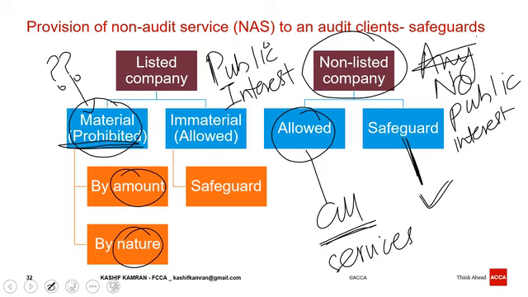But if you think you're offering a service to a listed company which is immaterial, then that is allowed, provided you have safeguards. So you have to be clever. If it is a case of a non-listed company, you should remember a simple rule of thumb: everything is allowed, provided you put safeguards. But if it is a listed company, then you have to make a division between material and immaterial.